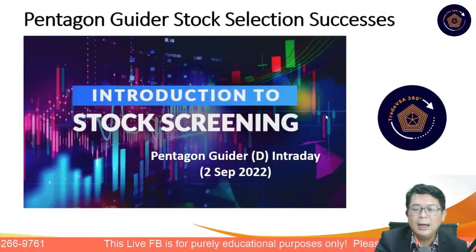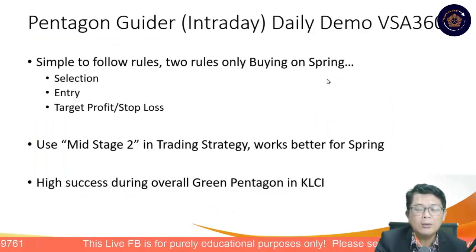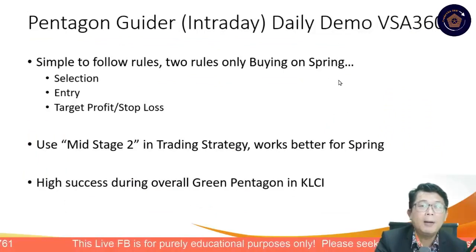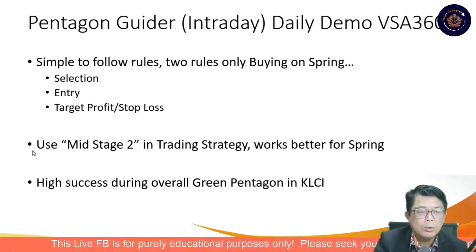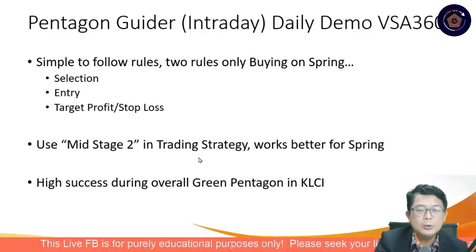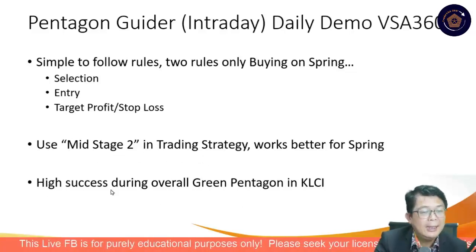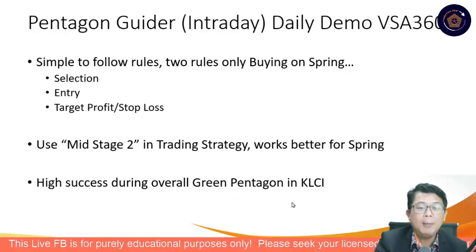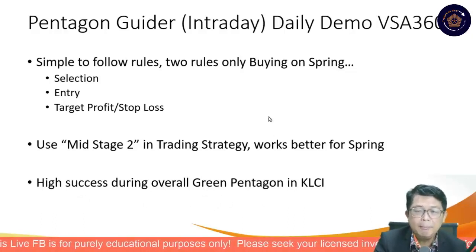So we want to turn to our intraday stock selection in here. And there are two rules on buying on spring, very simple. You want to buy on the support and you want to buy the next day, following. We also want to ensure we use mid stage 2, which works much better. So you want the stocks to go up. And remember, it's highly successful when we get a green pentagon. But right now, we are seeing the KLCI almost turning red pentagon.